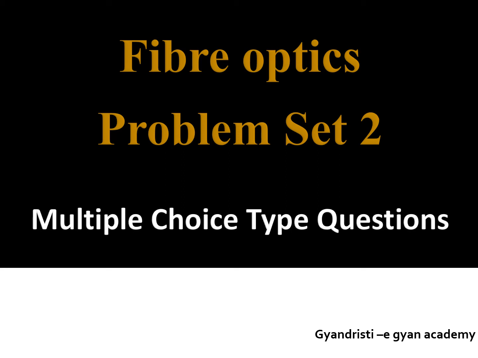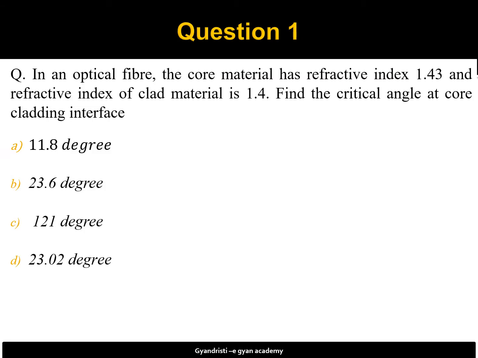Hello everyone. In this video, we are going to discuss the multiple choice type questions related to fiber optics. Question number 1 में पूछा गया है कि in an optical fiber, the core material has refractive index of 1.43 and refractive index of clad material is 1.4. Then find the critical angle at core cladding interface.